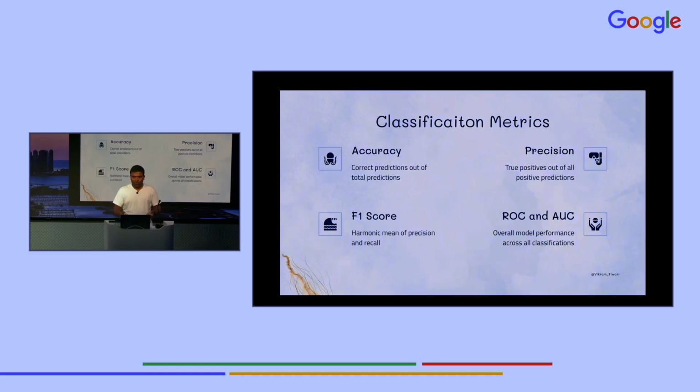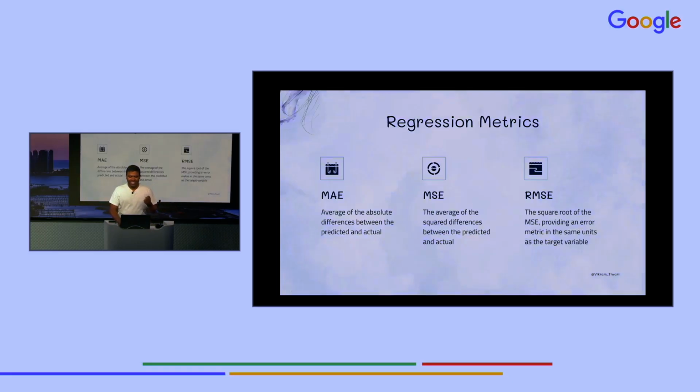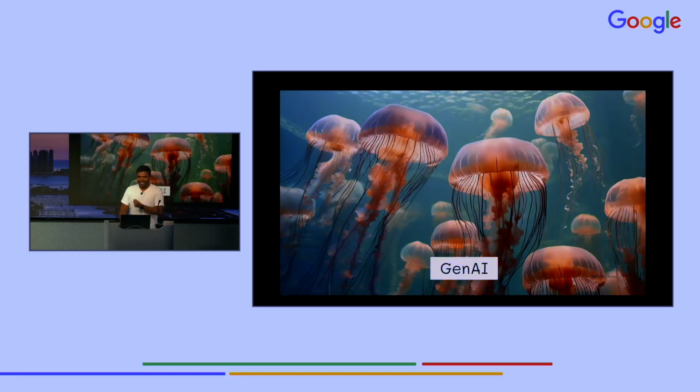So evaluation generally feeds back into the model development lifecycle so that the model gets better. But sadly, we don't really have good ways to do this for generative AI. So today I'm going to talk about what we have right now, where the future is going, and possibly a solution that I have. We'll see how people like it.